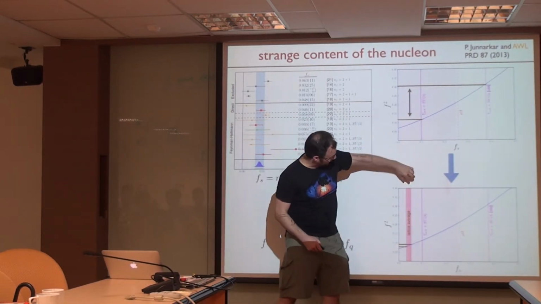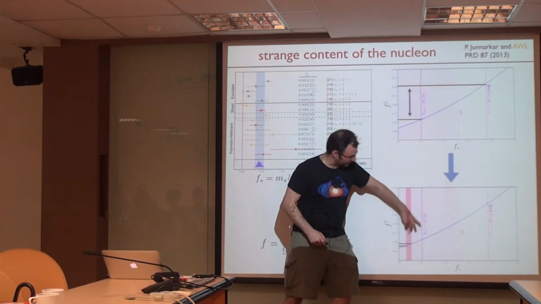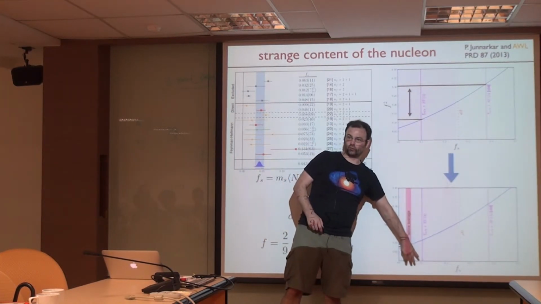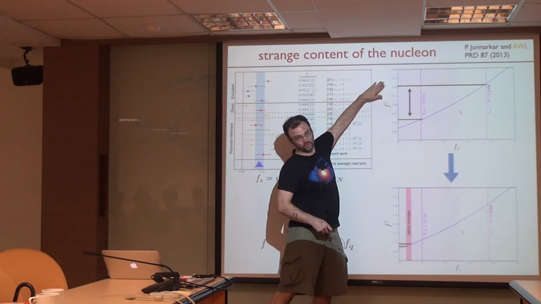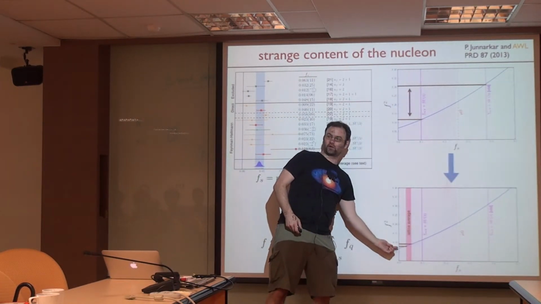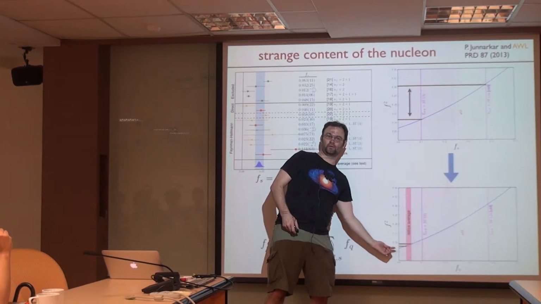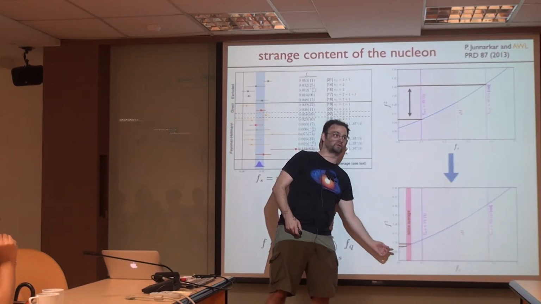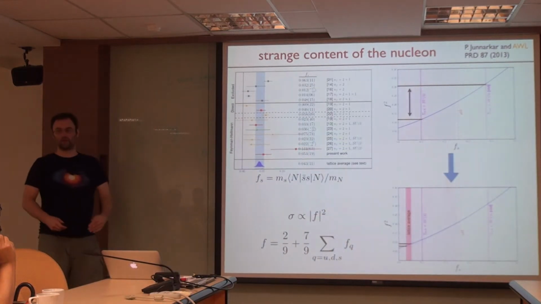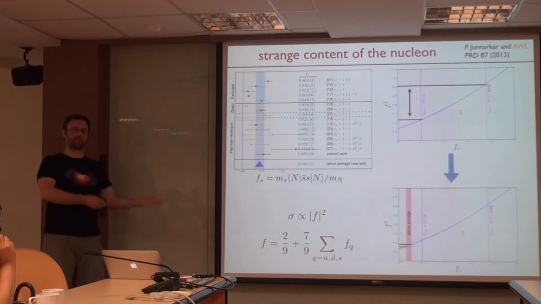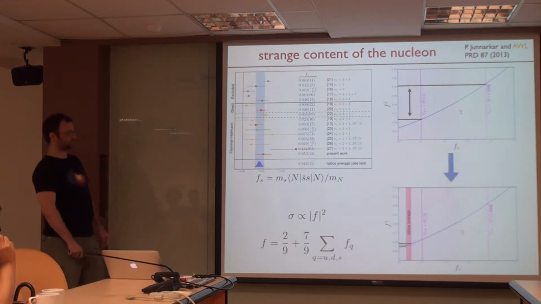Lattice QCD has been used to constrain the value to this much smaller window. So what does that mean? You've taken this large uncertainty in the cross section and you've put a much tighter constraint on the possible contribution from the strange quark to direct dark matter searches. That's just one way we can use lattice QCD to have a big impact on experimental physics.